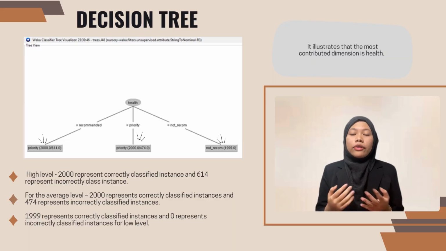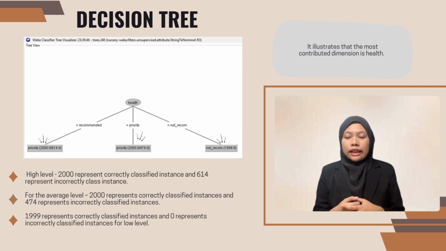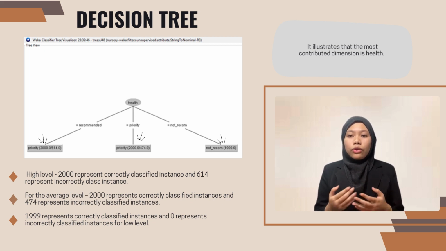Next, I will present about the decision tree. The author used the J48 classification algorithm in order to classify and visualize the decision tree. They highlighted that for the high level, 2000 represent correctly classified instances and 614 represent incorrectly classified instances. For the average level, 2000 represent correctly classified instances and 474 represent incorrectly classified instances. However, 1999 represent correctly classified instances and 0 represent incorrectly classified instances for the low level.